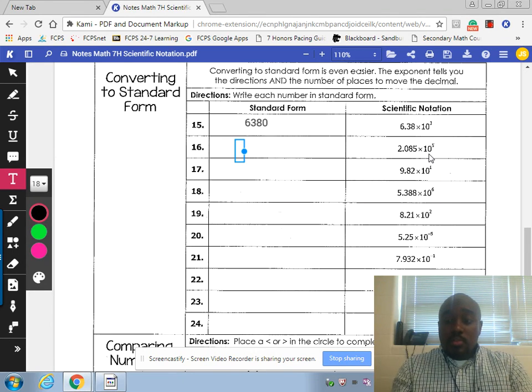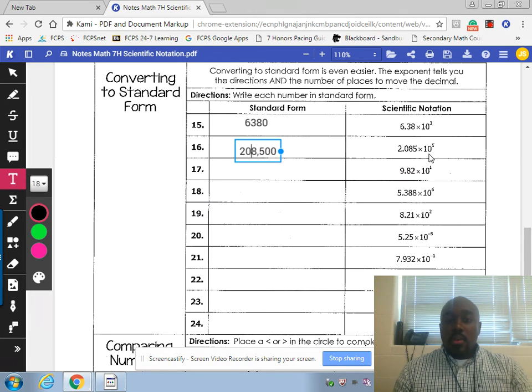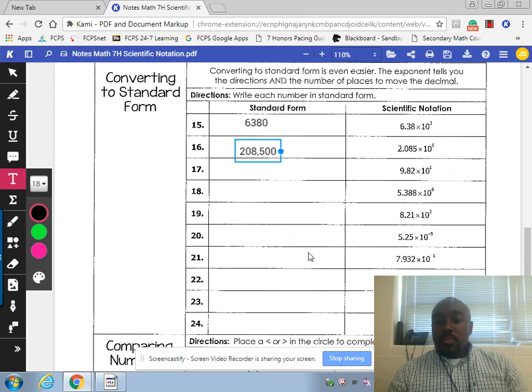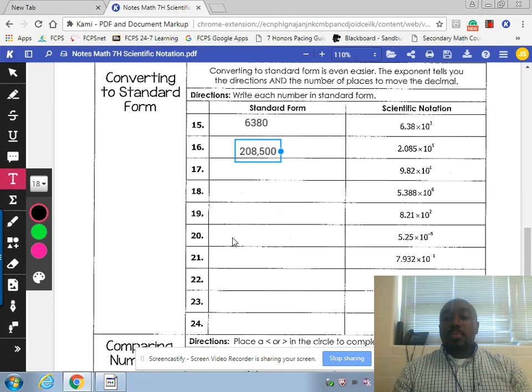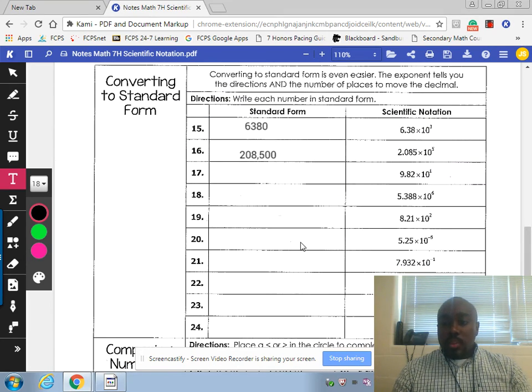So the final answer should be 208,500. So let's go ahead and read this number back. This number is 208,500. Let me go ahead and do an example for you with the negative exponent. And then just like all the rest of the problems, you will be responsible for doing the rest on your own. So let's do number 20.